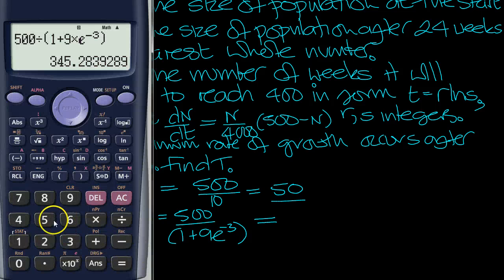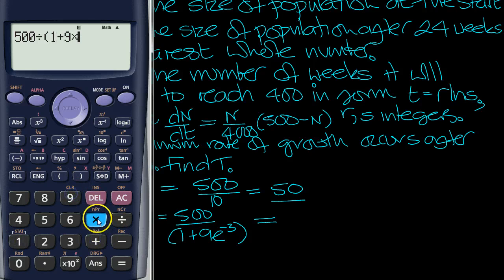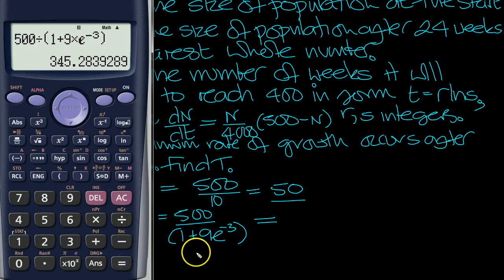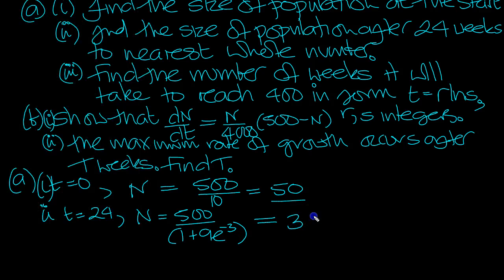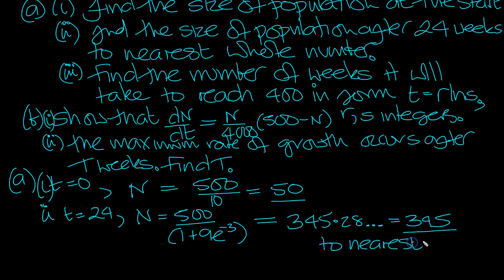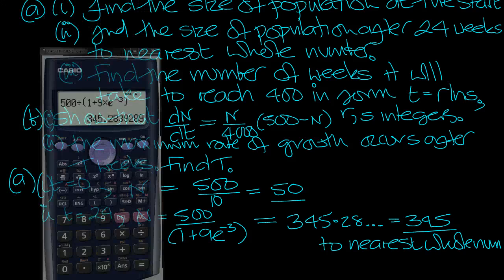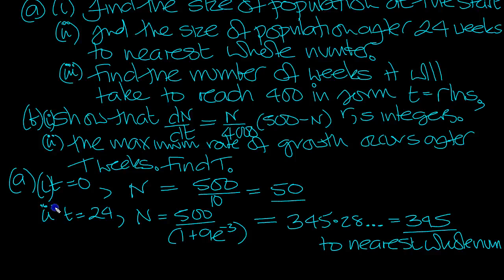So let's tap that in the calculator. 500 divided by bracket 1 plus 9 times e to the minus 3, wasn't it? Equals 345.28. That's 345 to the nearest whole number. Okay, let me just check that was right. 28, yeah, that's fine. Okay, that was part 1 and part 2.